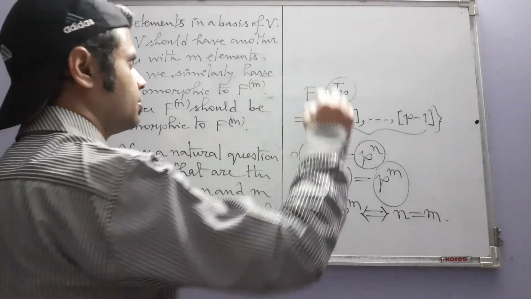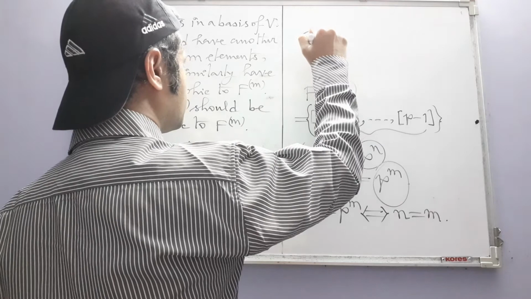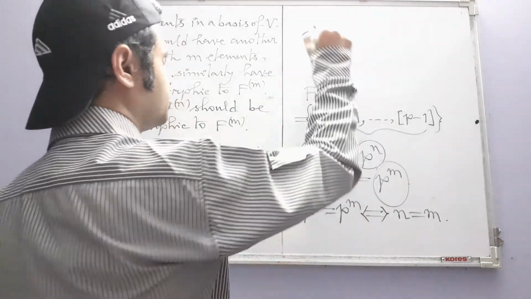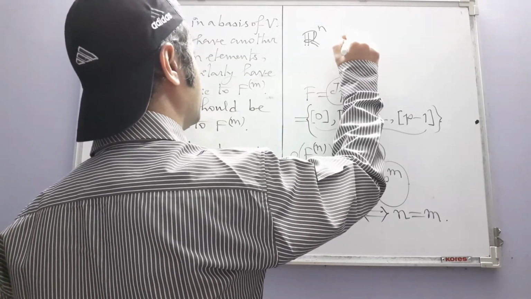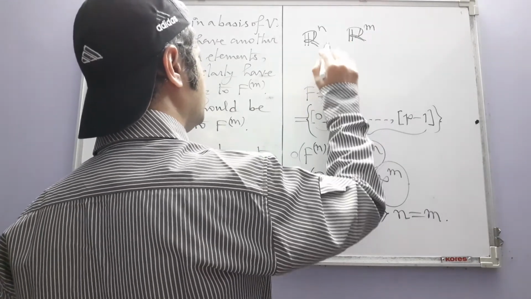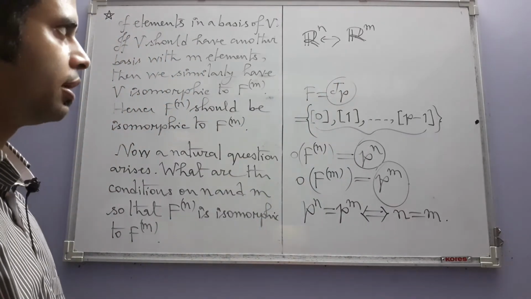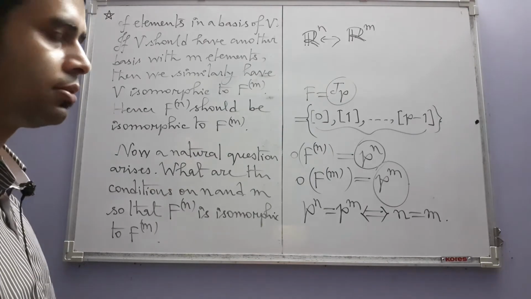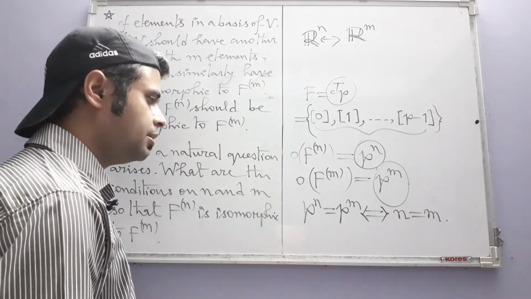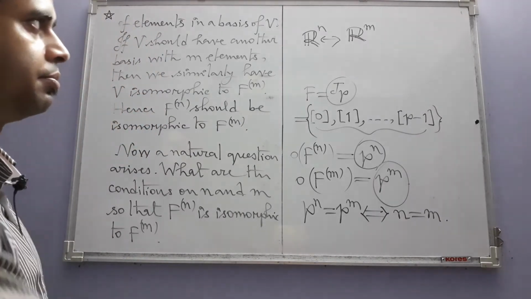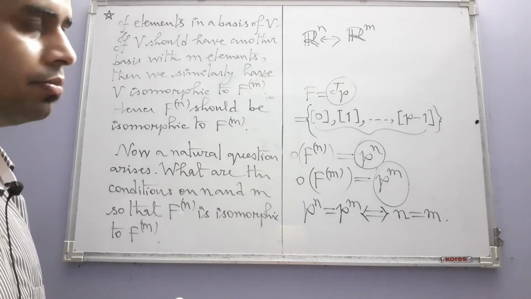Another case you can consider is when the field is the field of real numbers. When we are saying that R^n is isomorphic to R^m, we are saying that the n-dimensional real space is isomorphic to the m-dimensional real space. And we feel in a vague geometric way that this is possible only when n is equal to m.